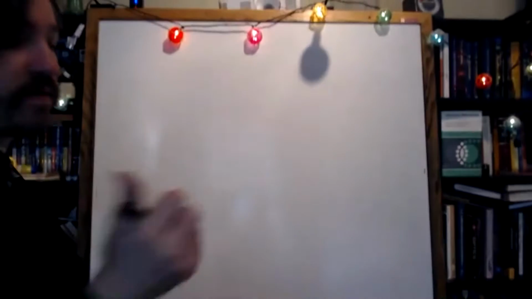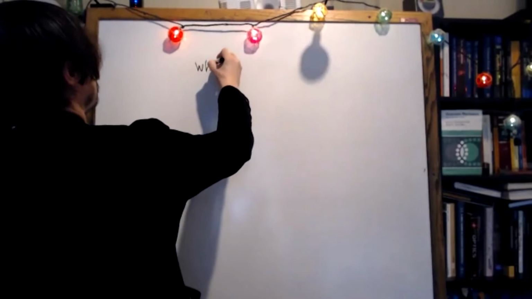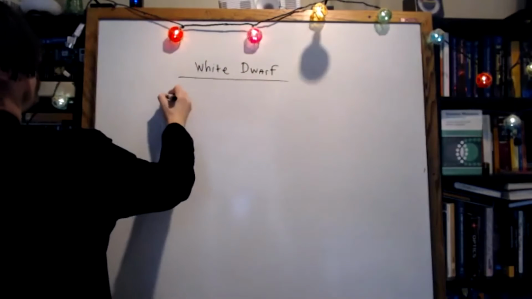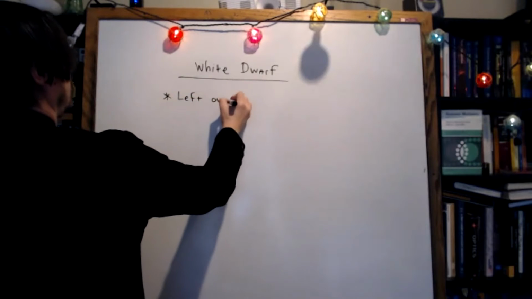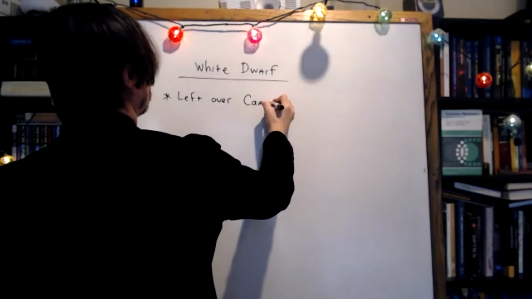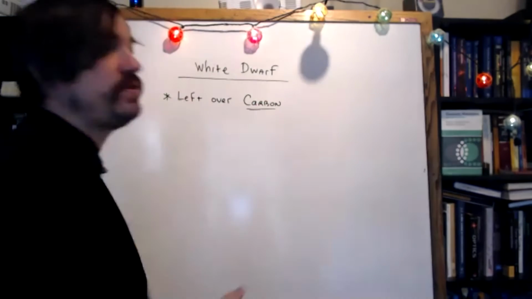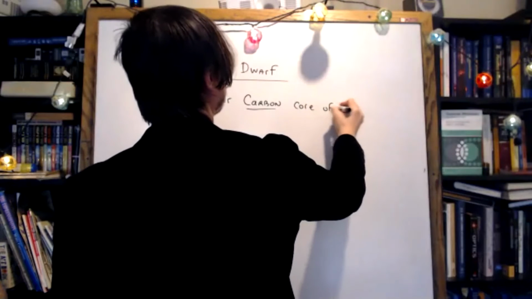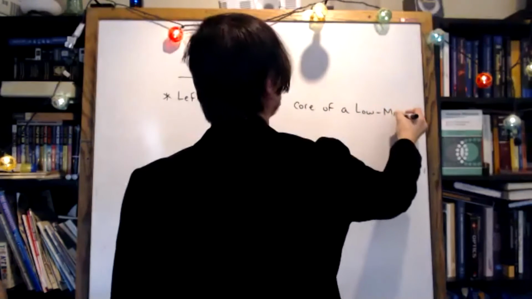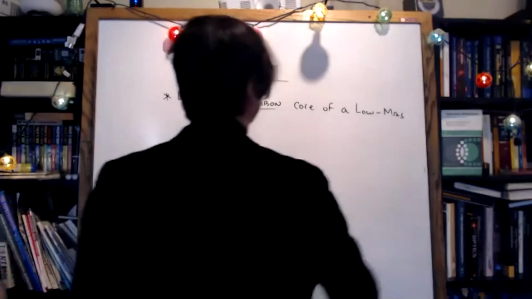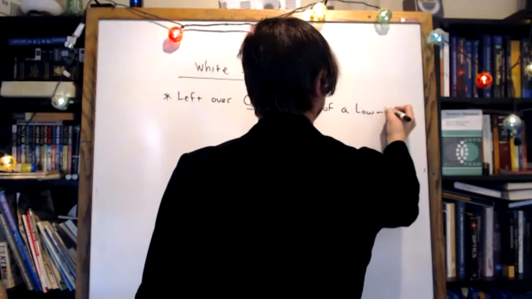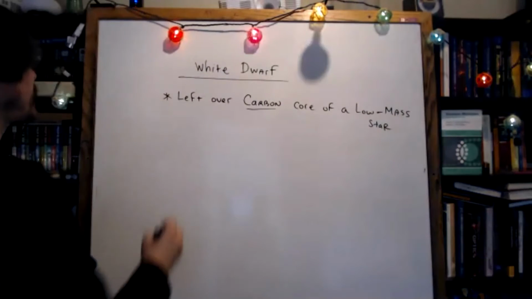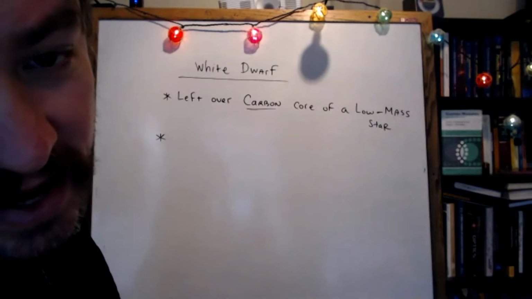Okay, some notes about our friend, the white dwarf. The white dwarf is the leftover carbon, I guess you could call it the nucleus, but let's call it the core. The leftover carbon core of a low mass star. In fact, technically speaking, it is not a star.